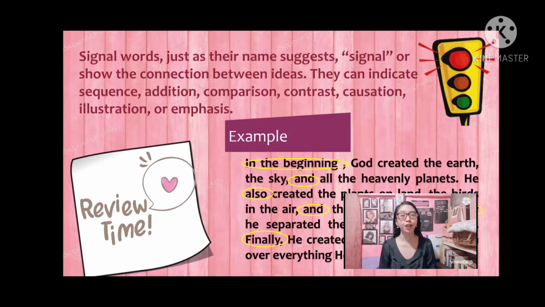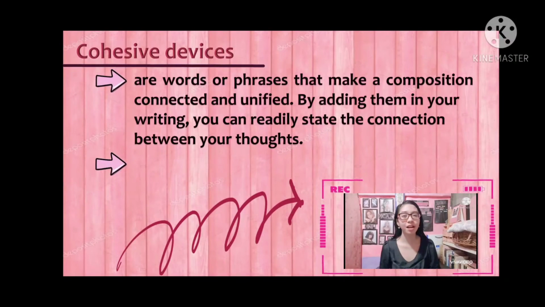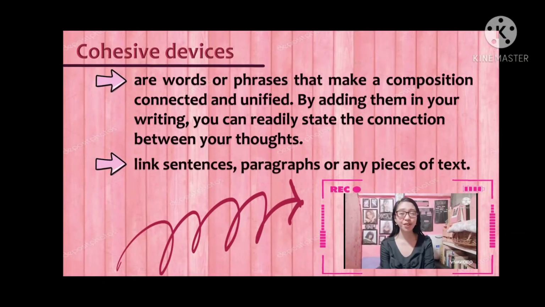In the past quarters, you learned that it is important to organize and substantiate the ideas that you write. These standards can be achieved by using signal words or cohesive devices in your composition. Let's describe first what cohesive devices are. Cohesive devices are words or phrases that make a composition connected and unified. By adding them in your writing, you can readily state the connection between your thoughts. In short, cohesive devices link sentences, paragraphs, or any pieces of text.